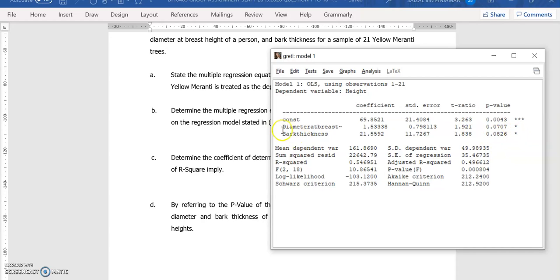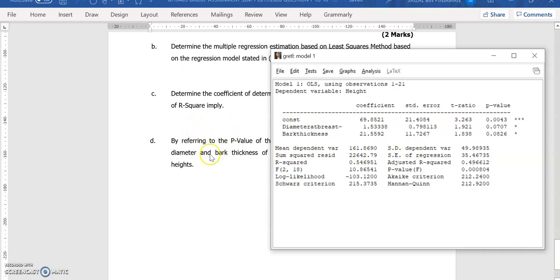So it means that the bark thickness is significant in influencing the height of yellow Meranti at 10% significance level as well. And the coefficient implies, based on its value, that when bark thickness increases by 1 unit, the height of yellow Meranti will increase by 21.5592 units. So apart from explaining the significance, you also have to explain what the coefficient for both of these independent variables implies.